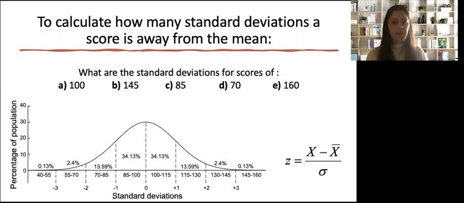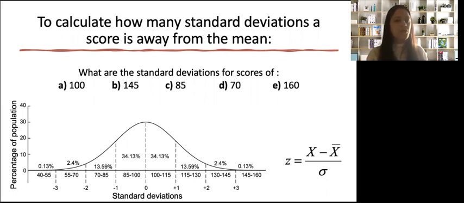Here's another example. What are the standard deviations for each of these scores? Okay, let's talk about this. The first one, A, is 100. Now, if we look down at the image, you can find the score of 100 right in the middle. That's the mean. You see that it lines up with the 0 on the x-axis. So a score of 100 is 0 standard deviations from the mean, right? It is the mean. So that's the mean score, 0 standard deviations from the mean.